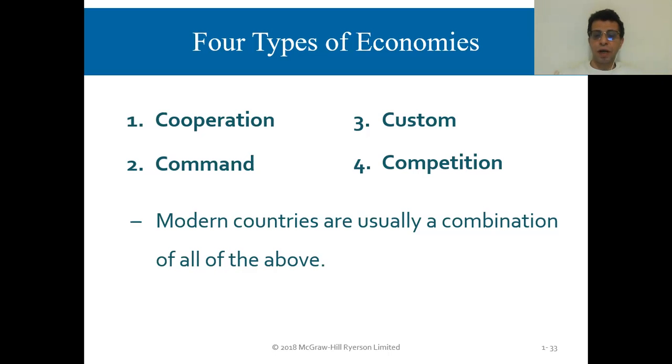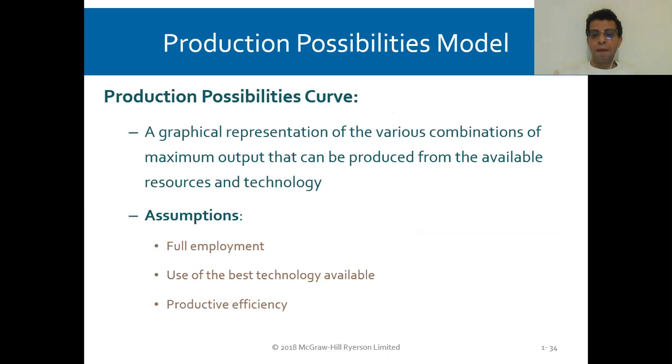So these are the four kinds, but usually the mother countries are a combination of the four above. Now, production possibility models. A production possibility model is a graphical representation of the various combinations of maximum output that can be produced from the available resources and technology. I will explain it more in the next slide.